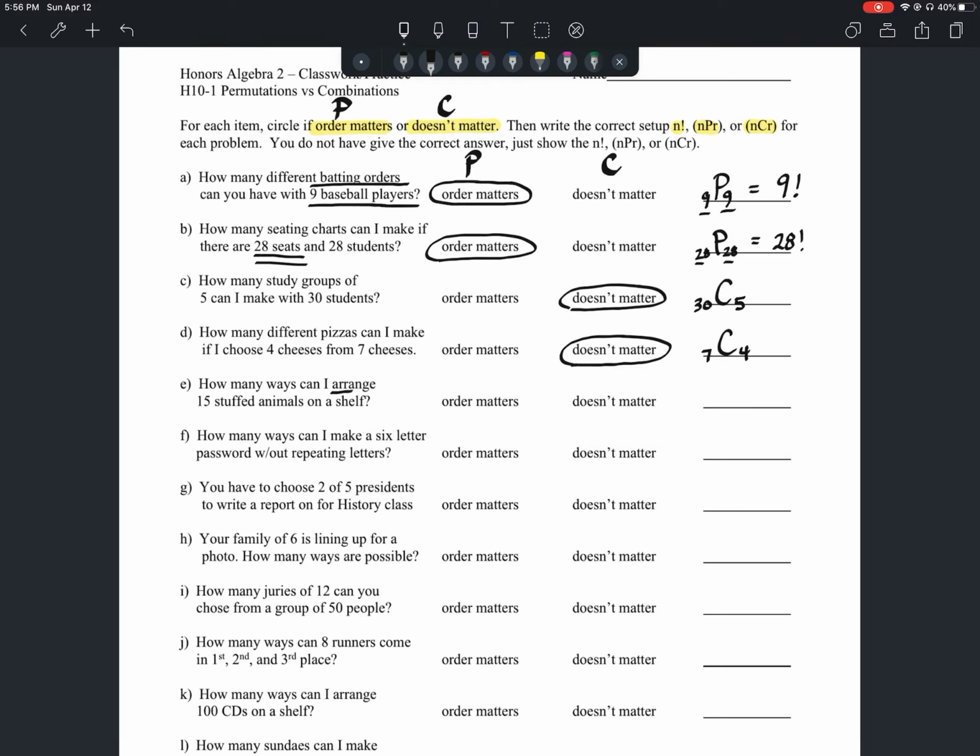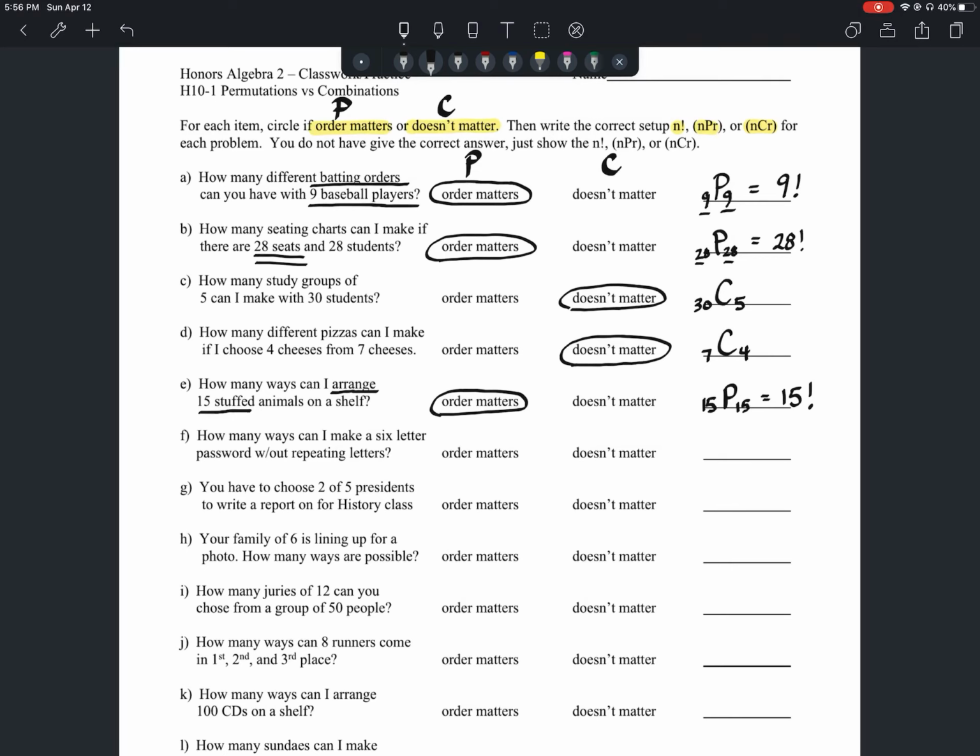Letter E, how many ways can I arrange 15 stuffed animals on a shelf? I always look for that word there. When I see arrange, normally it's going to mean permutation. So I know order is going to matter here. So I'm just taking 15 stuffed animals and I'm putting them on the shelf. So I'm going to have 15P15. And then we're back to one of the ones here that we can write as a factorial.